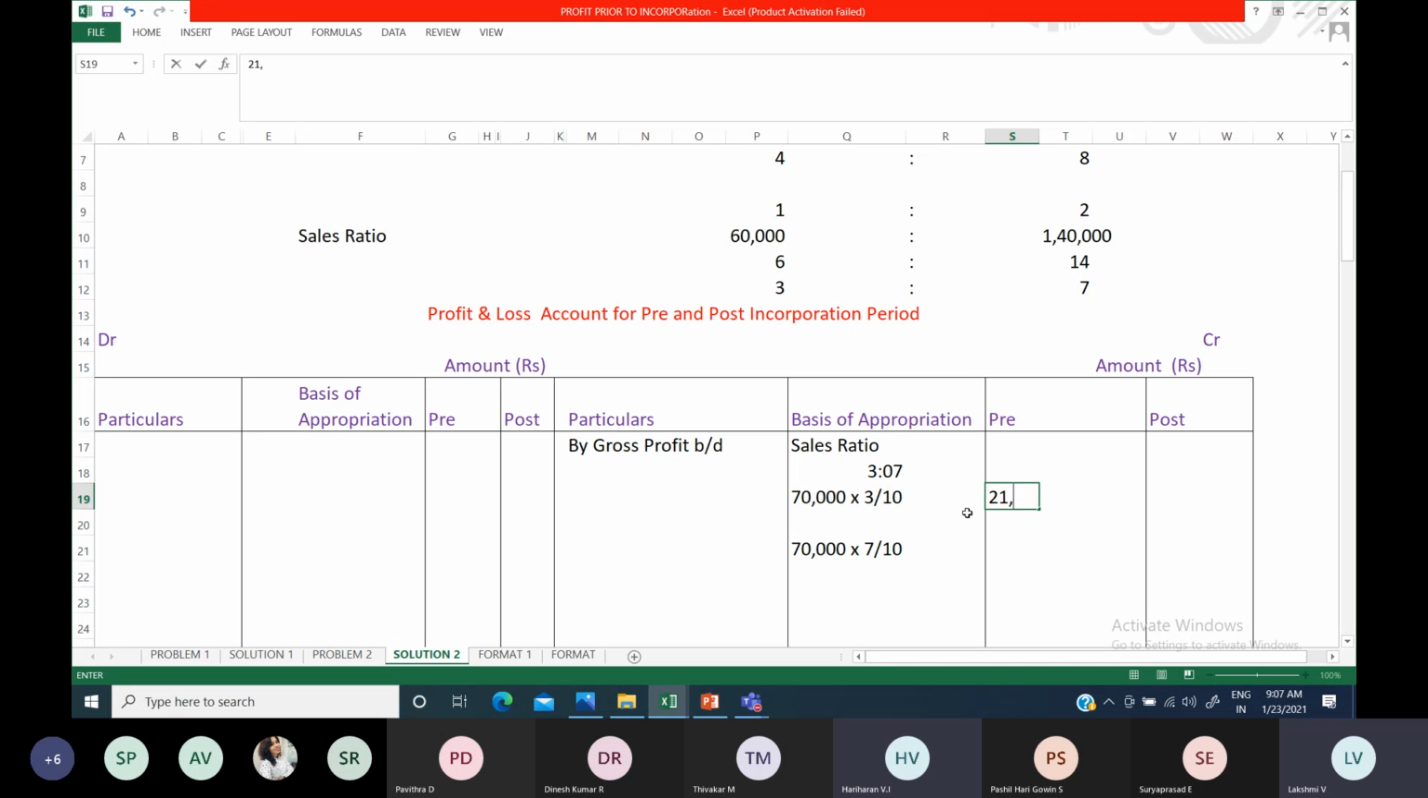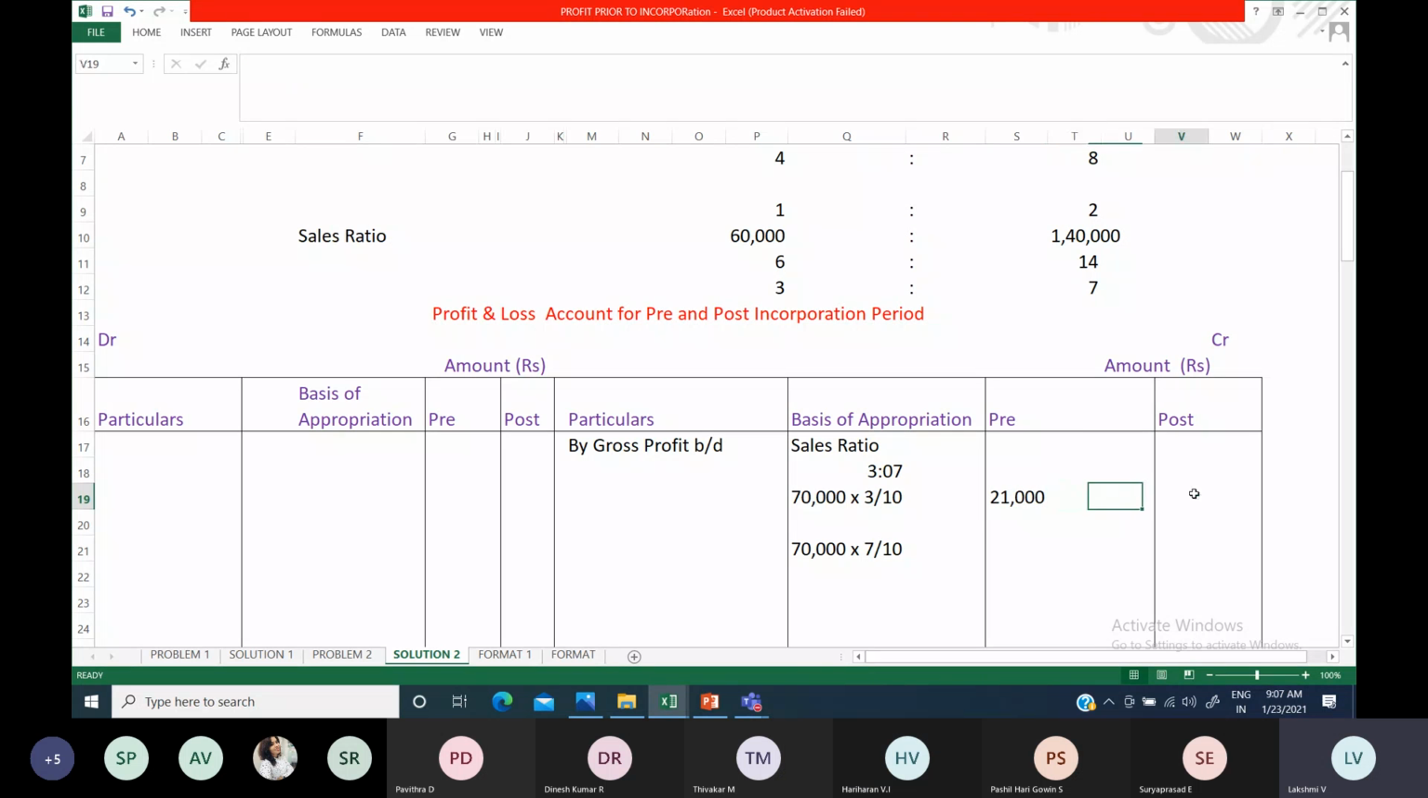Pre-column 21,000. And for the post column, you just find out 49,000. Okay. So this is the gross profit. Even you can have a separate column for the total column and mention 70,000 in that one also, or else you can just skip and have only pre and post column and find out the concerned amount, how much it should come.